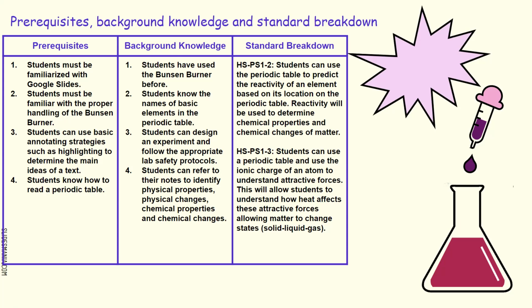They needed to have known how to use the Bunsen burner, the names of the basic elements in the periodic table, lab safety protocols, and they can refer to their notes as their main source for information. And the breakdown, which is what I explained to you, is the students need to be able to look at a reaction and see if it's a physical change or a chemical change, and understand the attractive forces that are involved in a physical change and a chemical change.